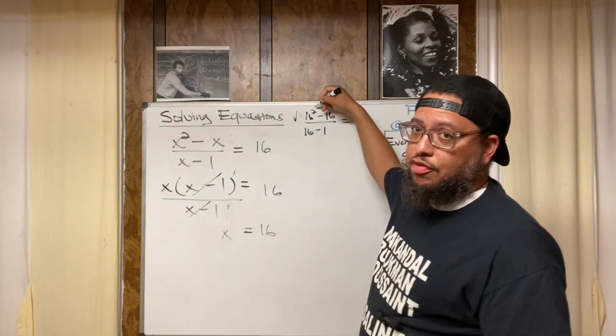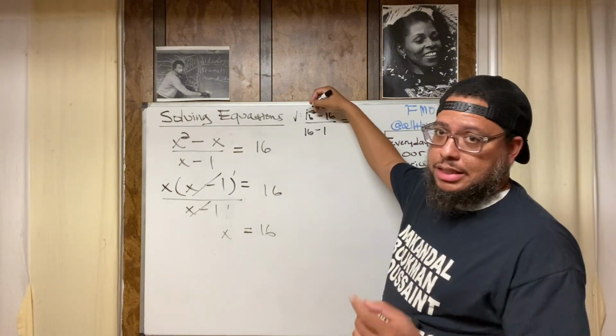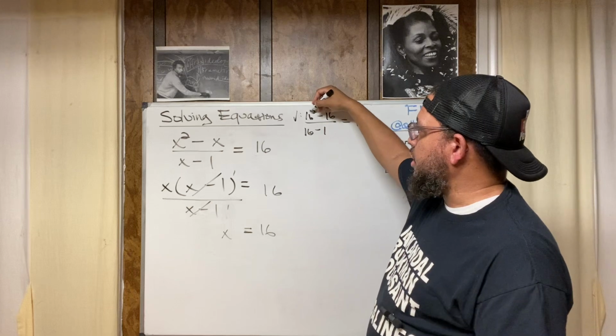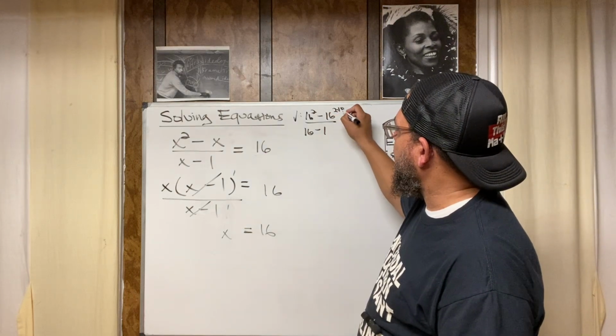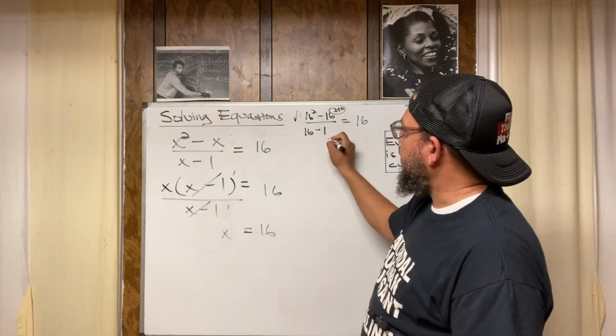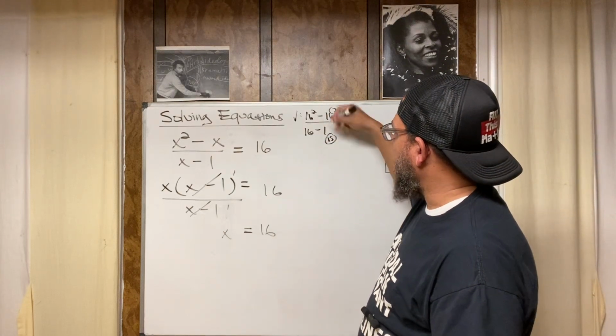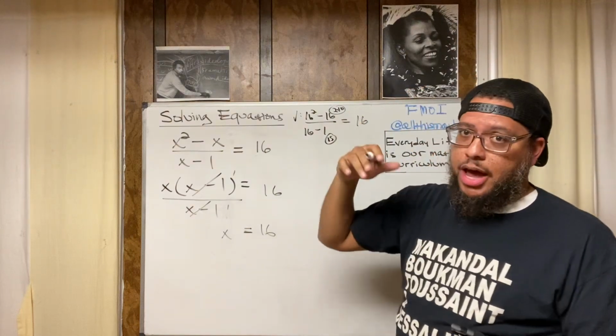16 squared is 256. It's not 32. This does not mean 16 times 2. This means 16 times 16. That's 256. 256 minus 16 is 240. This whole numerator simplifies to 240. Then 16 minus 1 is 15. The denominator is 15. So you could grab a calculator and do 240 divided by 15, see what happens.